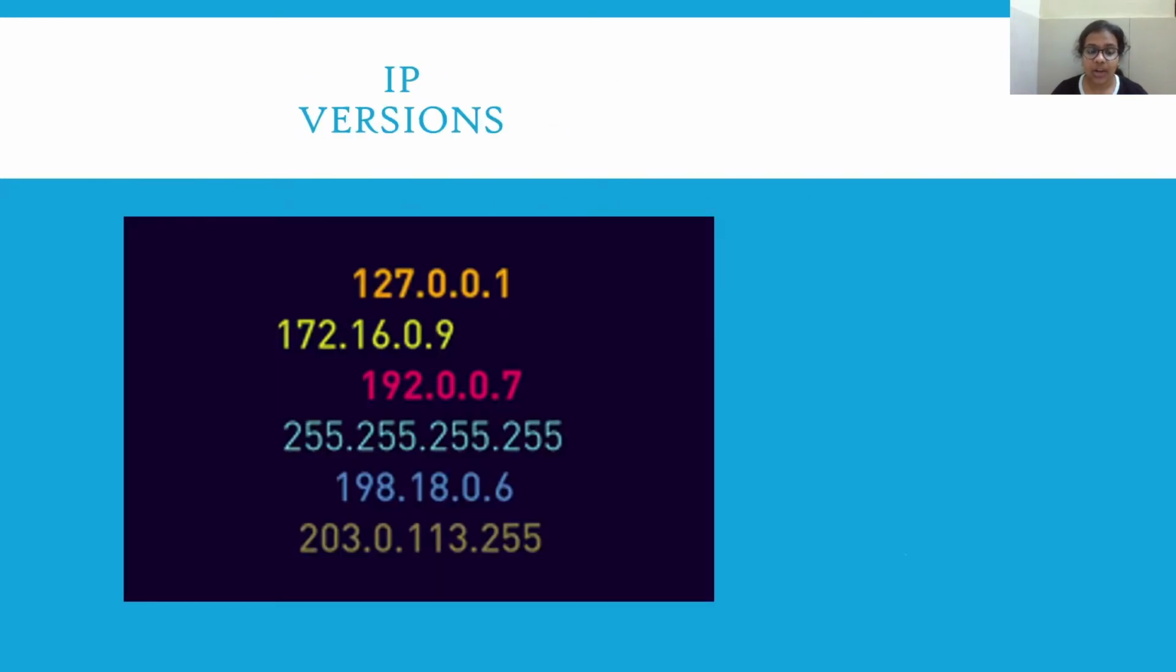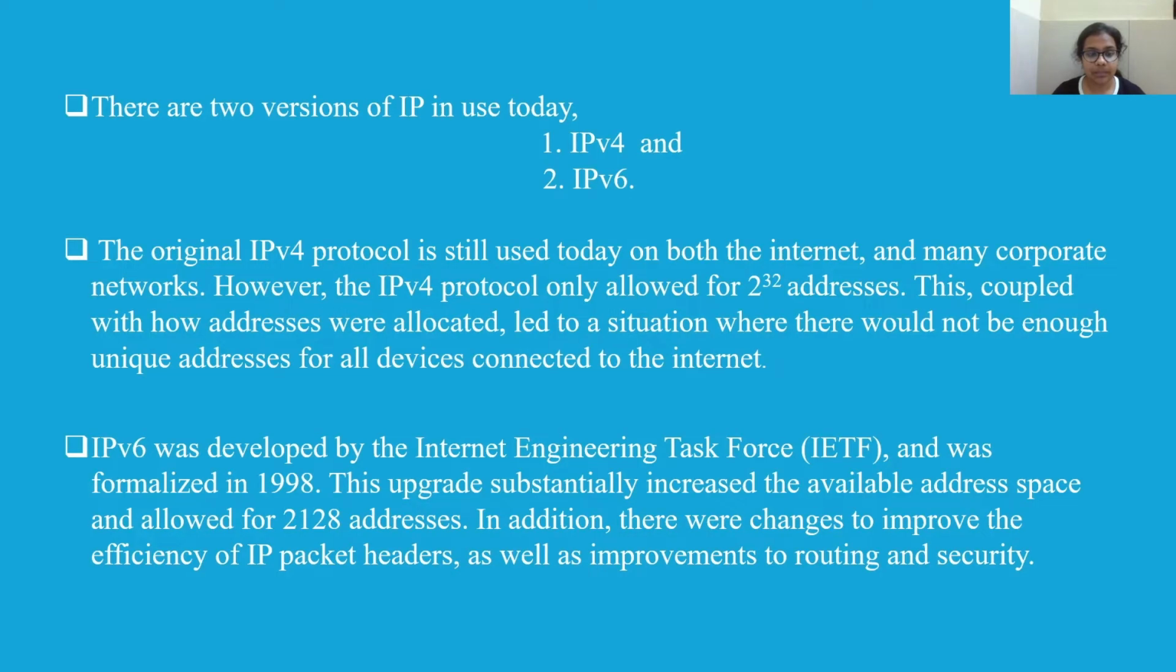Moving on, here are a few examples of the IP addresses shown here. Now, there are two versions of IP in use today, IPv4 and IPv6. The original IPv4 protocol is still used today on both the internet and many corporate networks. However, the IPv4 protocol only allowed for 2^32 addresses. This, coupled with how addresses were allocated, led to a situation where there would not be enough unique addresses for all the devices connected to the internet.